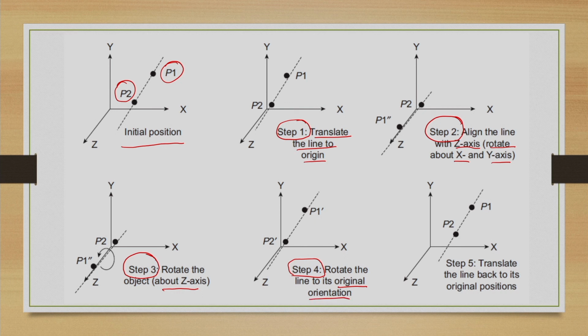So, when we translated it in step 1 to pass it through origin, it had one orientation. In step 4, we return it to that orientation, and in step 5 or the final step, we translate it back to its original position. So, in step 4, we are returning it to its original orientation, and in step 5, we are translating it back to its original position. So, these 5 steps are needed to construct the composite matrix representing rotation of an object with respect to any arbitrary axis.